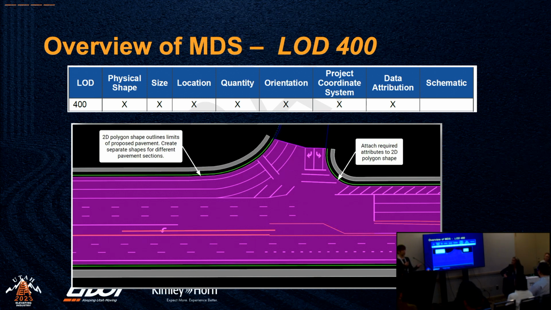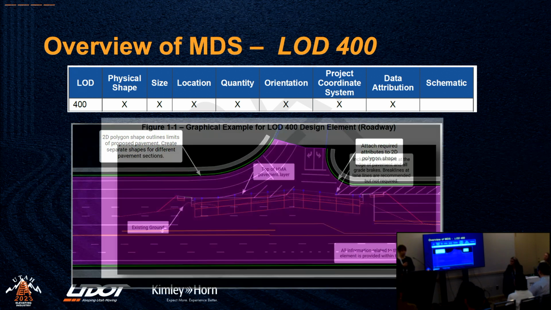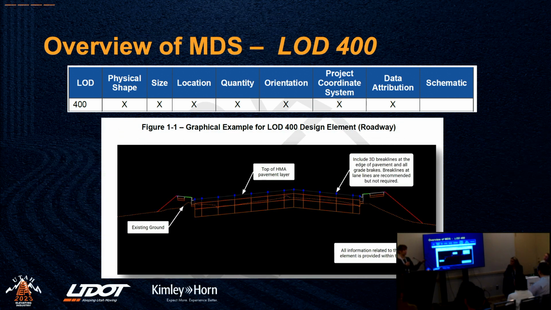So this example is also pavement, but this is HMA, or asphalt pavement. In 2D, we have a similar setup to the concrete pavement. We define the limits, we attach data attributes, and then in 3D, we also have those break lines that have every surface break of the HMA pavement. Since there's not really any reinforcement or anything else you need, you can pretty much look at the model, look at the spec, and that's all you need for the asphalt. So that's why that one's 400.